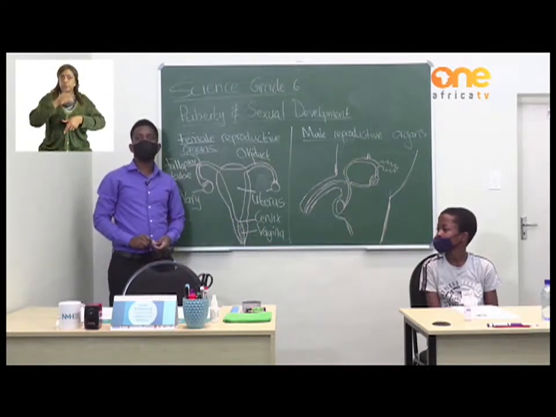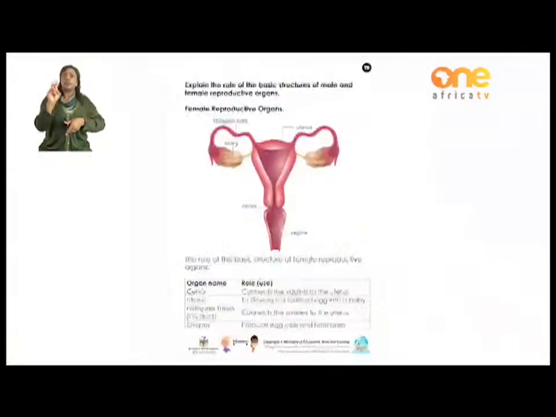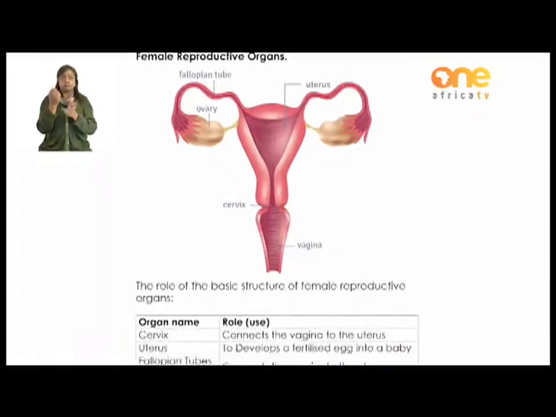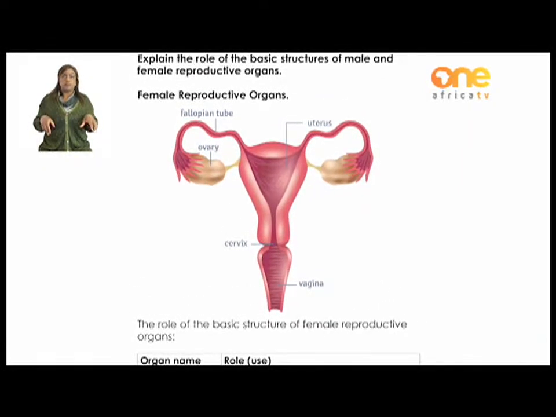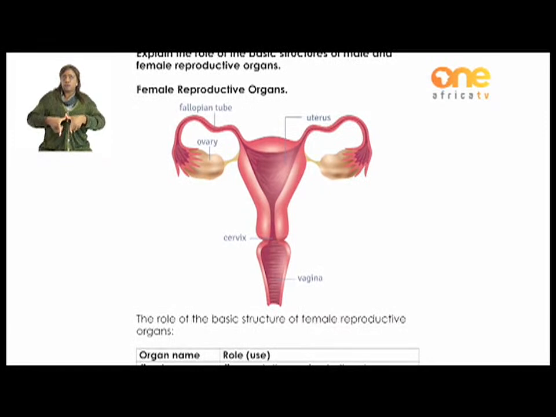Let us turn back to page 19 and look at our clear diagram. Now, on the diagram, you can see the labeled structures of the female reproductive organs. You are expected to be able to identify these structures and label these structures.